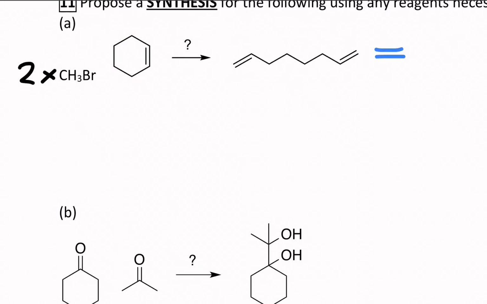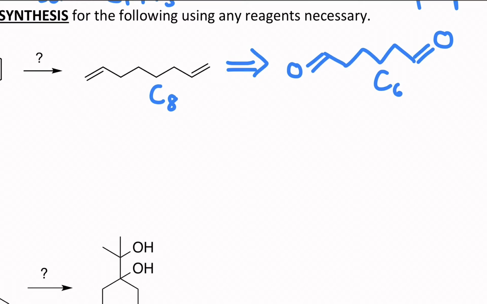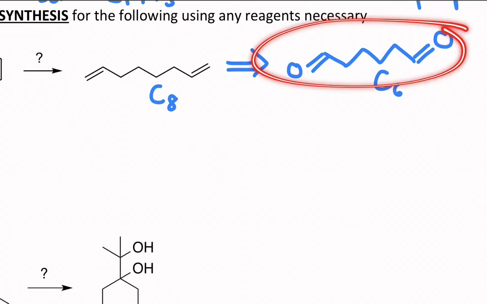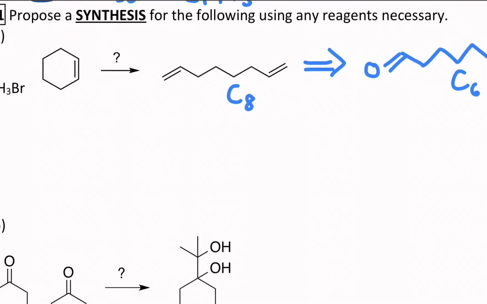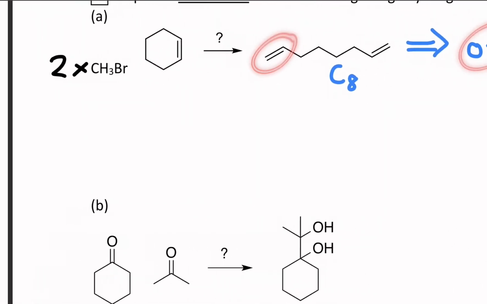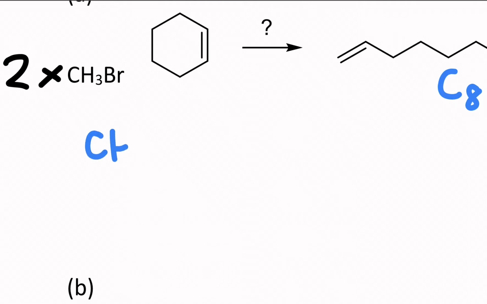So if I think about a retrosynthesis, this could come from 2 aldehydes at either end of a 6-carbon chain. Simply using a 1-carbon Wittig, I could turn this 6-carbon chain into my 8-carbon diene. And this dial could come from a cleavage of this cyclohexene. And each aldehyde could become an alkene with a 1-carbon Wittig that would come from our bromomethane. So we need to make the Wittig reagent. Let's do that first.